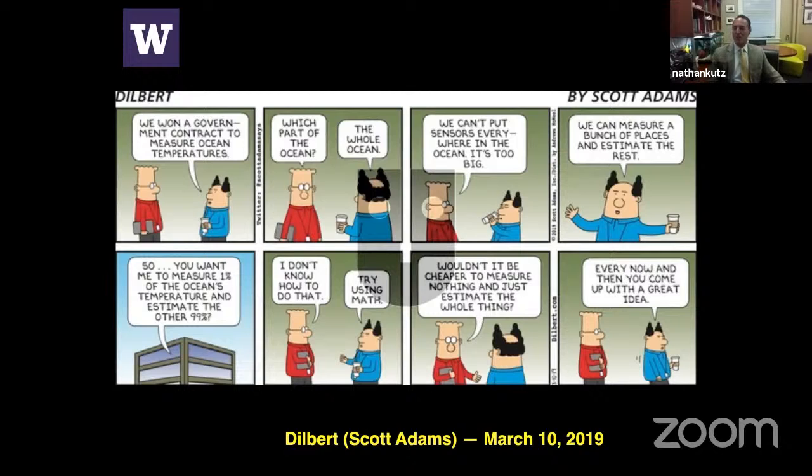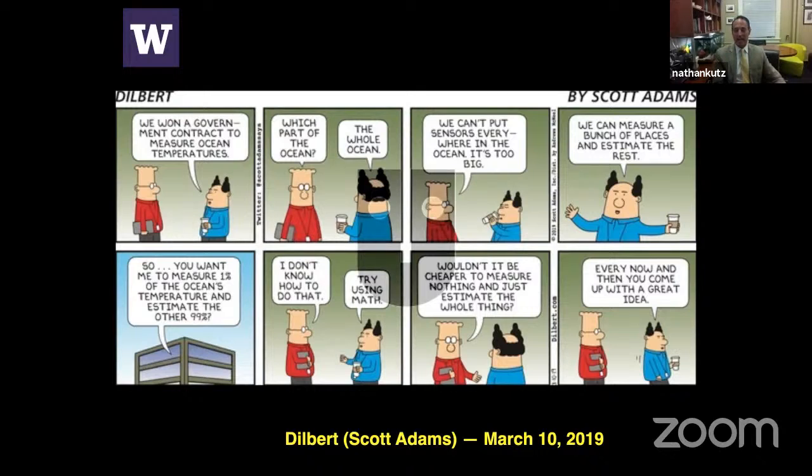So this is one of the rare instances where this pointy hair boss, I don't know if you guys know this cartoon Dilbert. It was very famous here in the US. But the pointy hair boss is usually an idiot. But in this case, he's actually right on. Notice where he says here in that panel, try using math. And Dilbert doesn't know how to do this, but in fact, we do know how to do this mathematically.